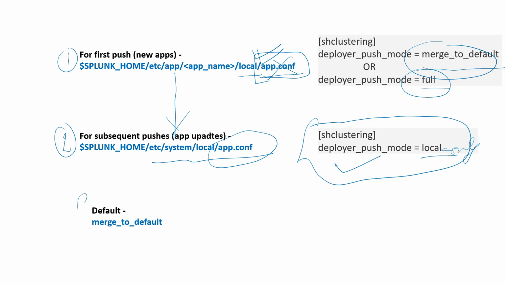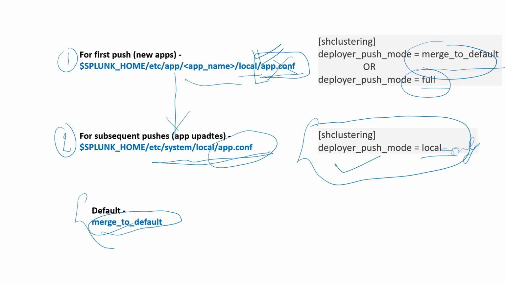And the default one is merge to default. If you do not define anything for your app or add-on or even globally, your deployer is going to use merge to default as the deployer push mode, where it will merge the content of both default and local directory and will push the bundle to the default directory on your search head cluster members.